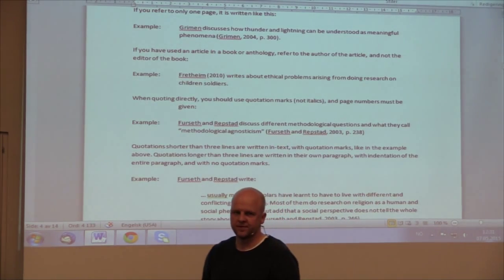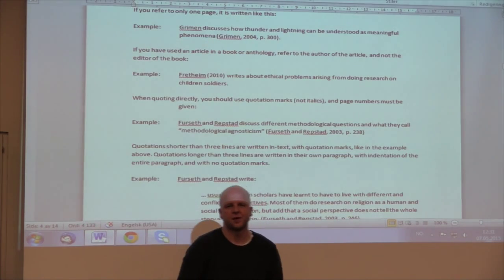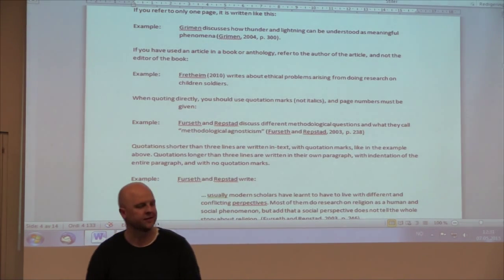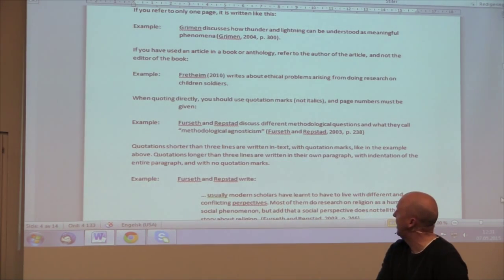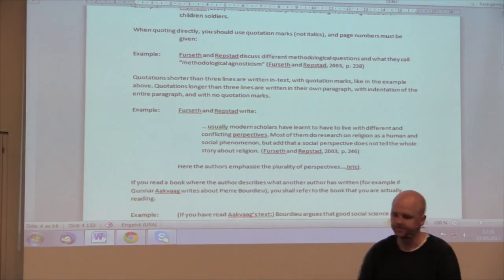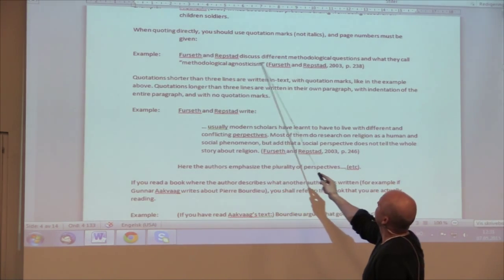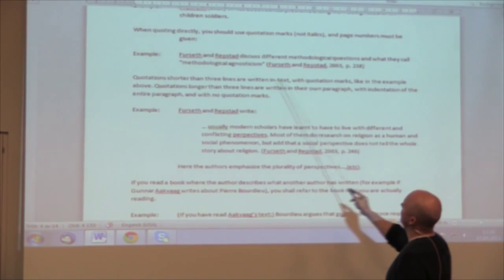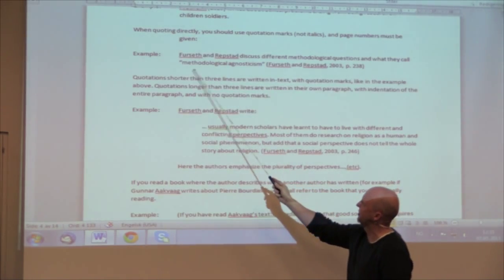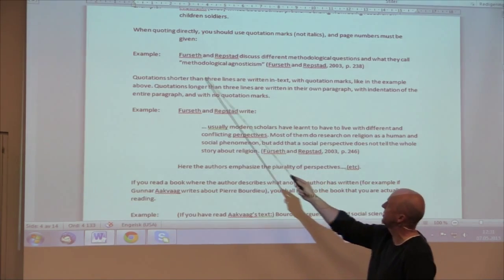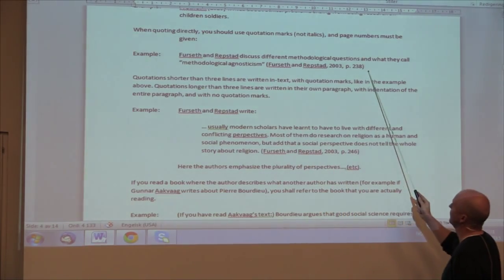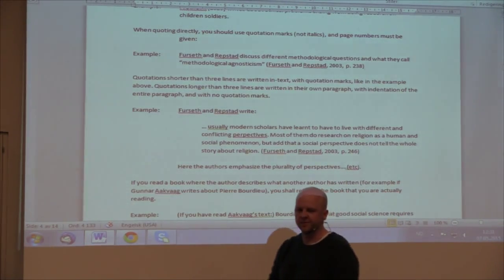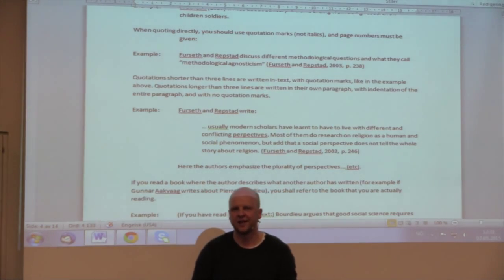If you make a direct quote, then you have to show the reader that this is a direct quote. It's not just my own paraphrasing, my own words. This is a direct quote. And there are 2 different ways to do that. The first is that you use quotation marks. Furuseth and Repstad discuss different methodological questions and what they call methodological agnosticism. This is a special phrase, so the person has chosen to quote it. And then you have the quotation marks here, showing that's a quote. And here's the reference. We use quotation marks if the citation is less than 3 lines long.